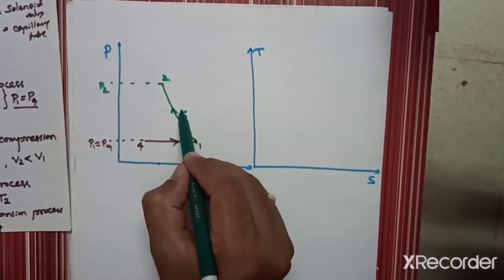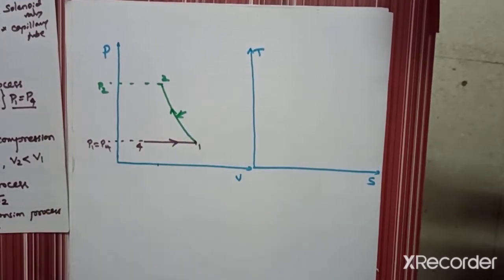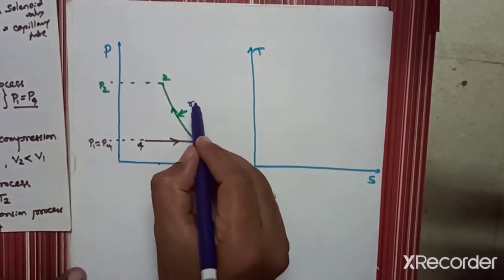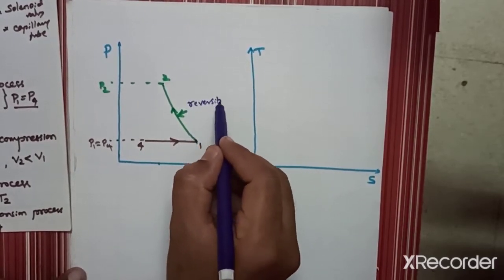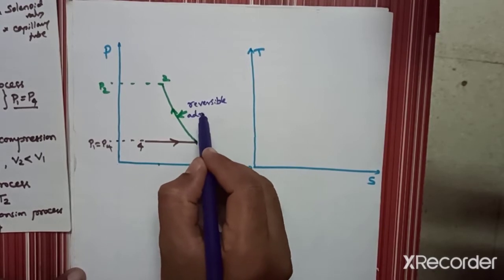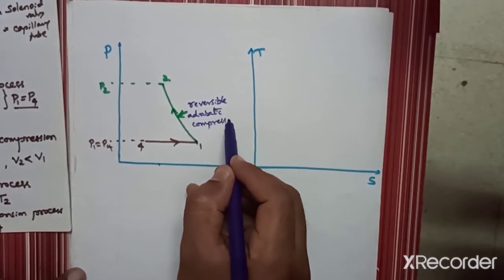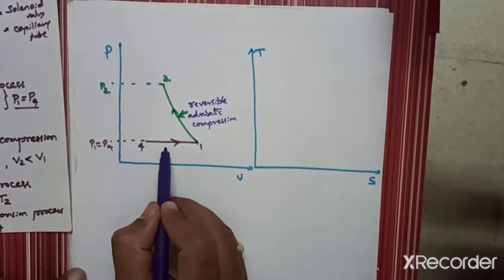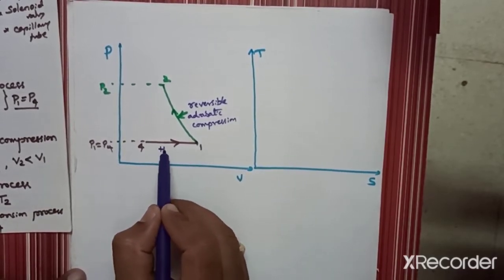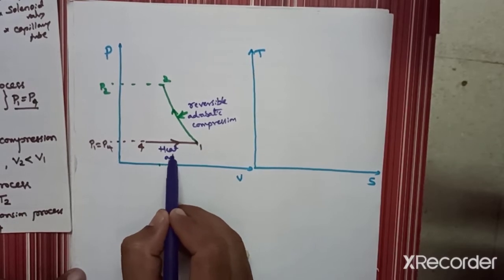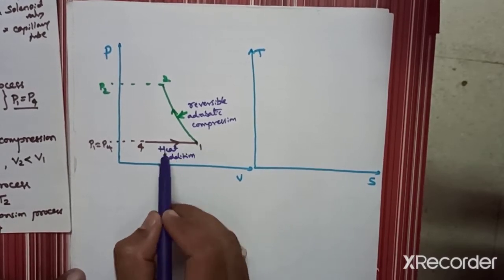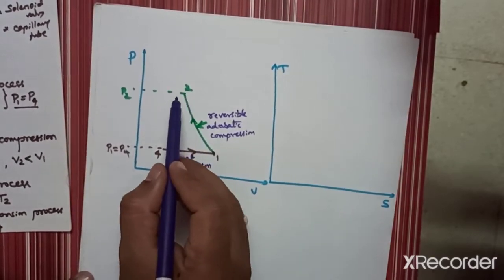So here what type of process is it? It is called reversible adiabatic compression process. Here it is a heat addition process. This is heat addition.